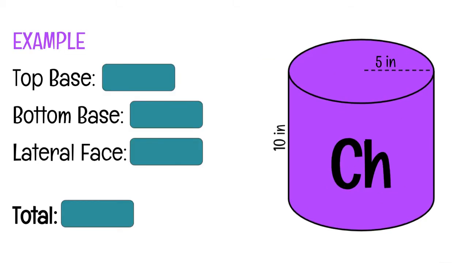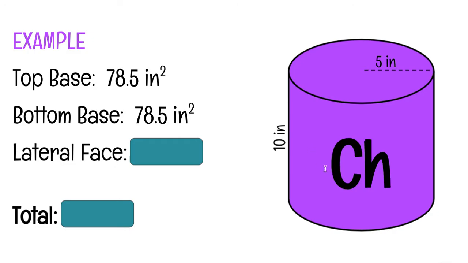So here's an example. We have a cylinder that has a radius of 5 and a height of 10. So for the top base, the area of this circular face, we're going to do pi, using 3.14, times the radius again. And we get 78 5/10. The bottom base is the same as the top base.